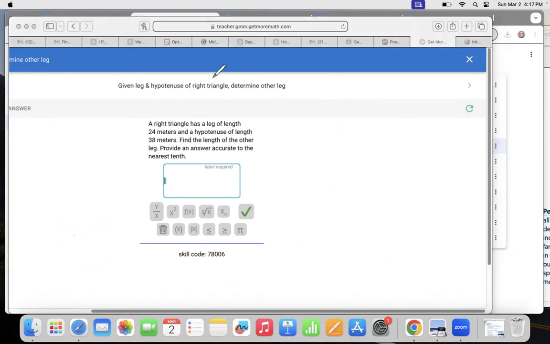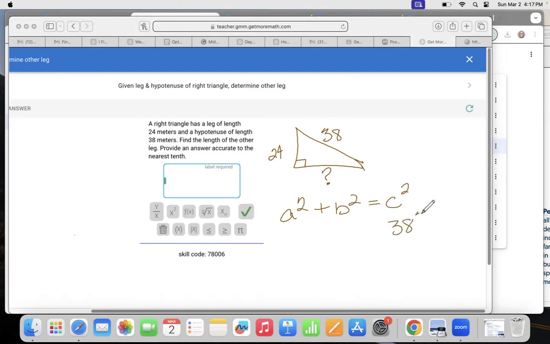So this one here, it says a right triangle has a leg of 24. So again, I'm going to draw it out. That's a leg, and then the hypotenuse of 38. So the hypotenuse has to be over here across from my 90 degree angle. And we're finding the other leg. So that means it's a squared plus b squared equals c squared. Again, c squared is always my hypotenuse. So I'm going to start there. And then I can just pick and choose which leg we're going to talk about.